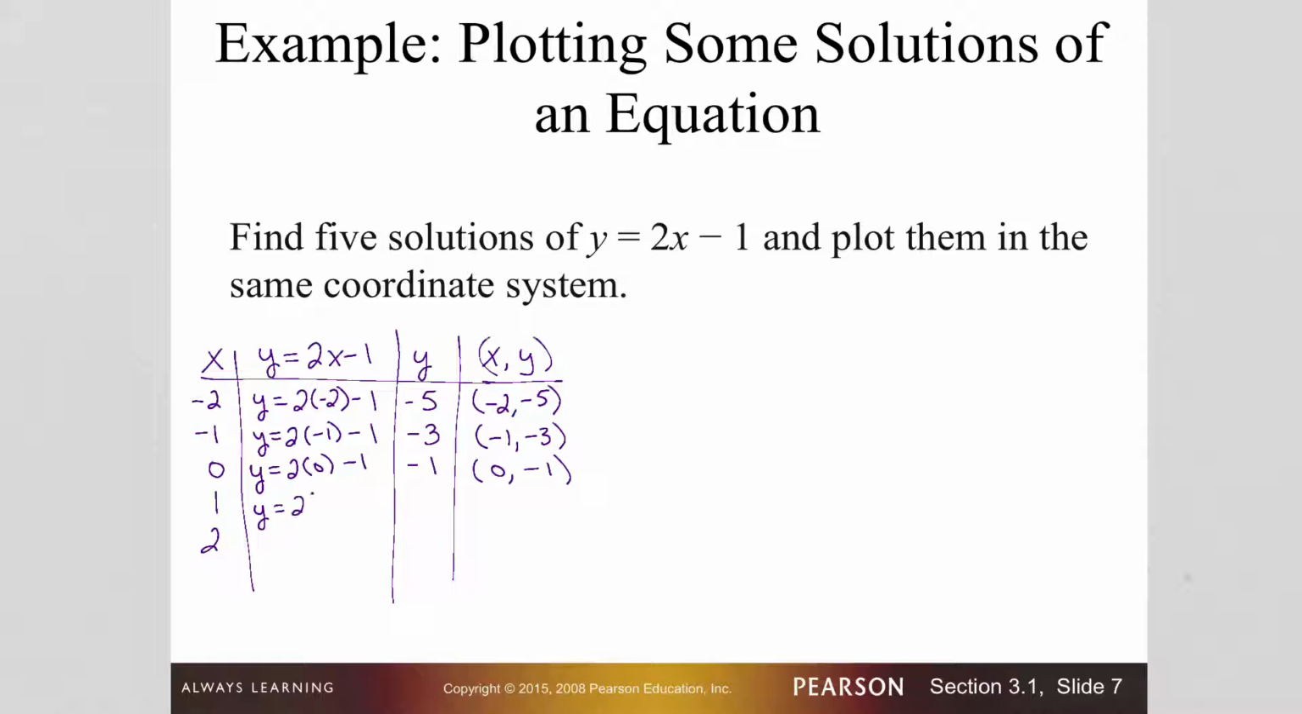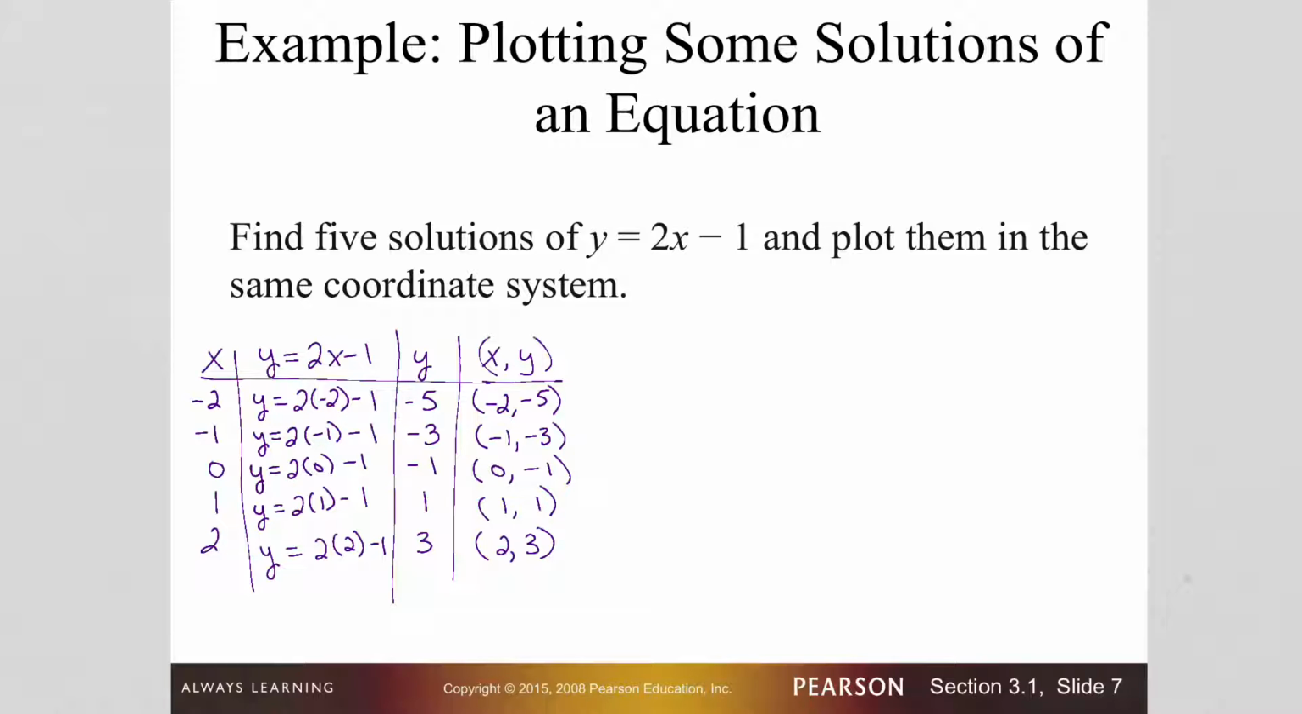y is equal to 2 times 1 minus 1. 2 times 1 is 2. 2 minus 1 is 1. Now I'm going to try 2. 2 times 2 is 4. 4 minus 1 is 3. So I've got an ordered pair at 2, 3.